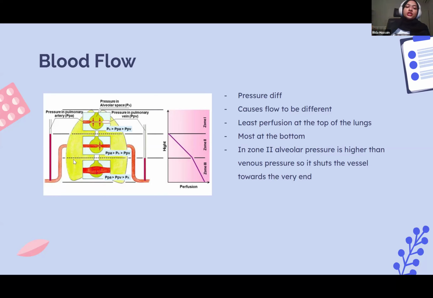However, at zone 3, there's perfusion to the maximum capacity because both the arterial side and the venous side of the capillary, the pressure in both of them overpowers the pressure in the alveolus. Is this concept clear?